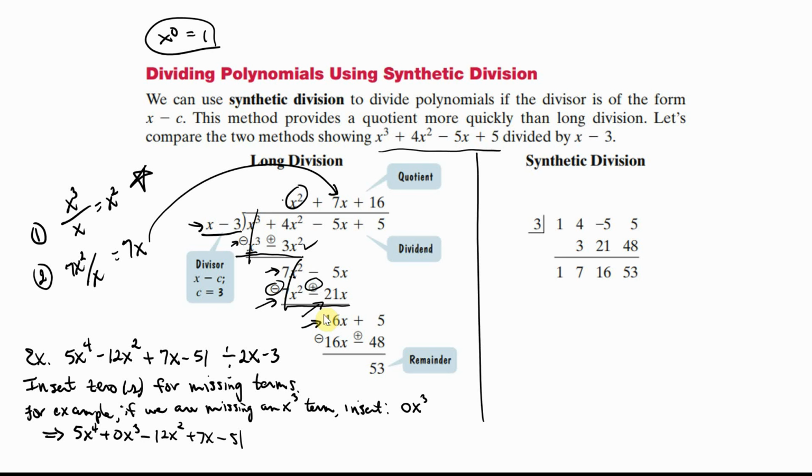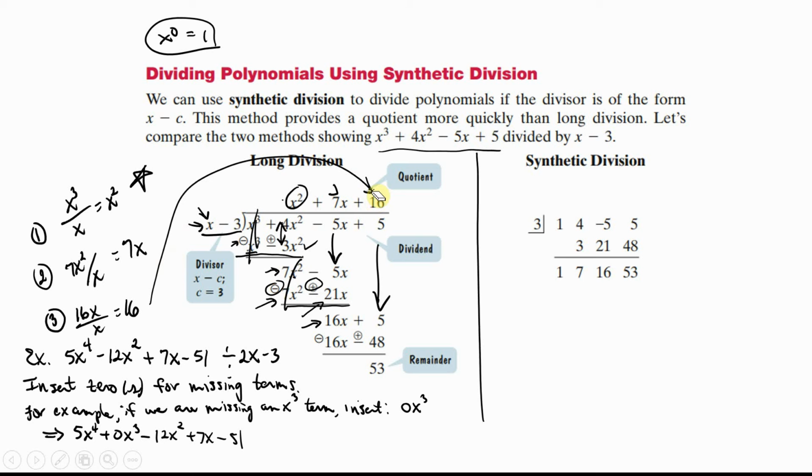Always bring down the next term, right? Always drop that next term. When we did the subtraction and the addition, we bring down the next term. But that's the same process for numbers as well. And then step 3, 16x divided by this first term again, by x, is 16. We put the 16 up in the quotient part.